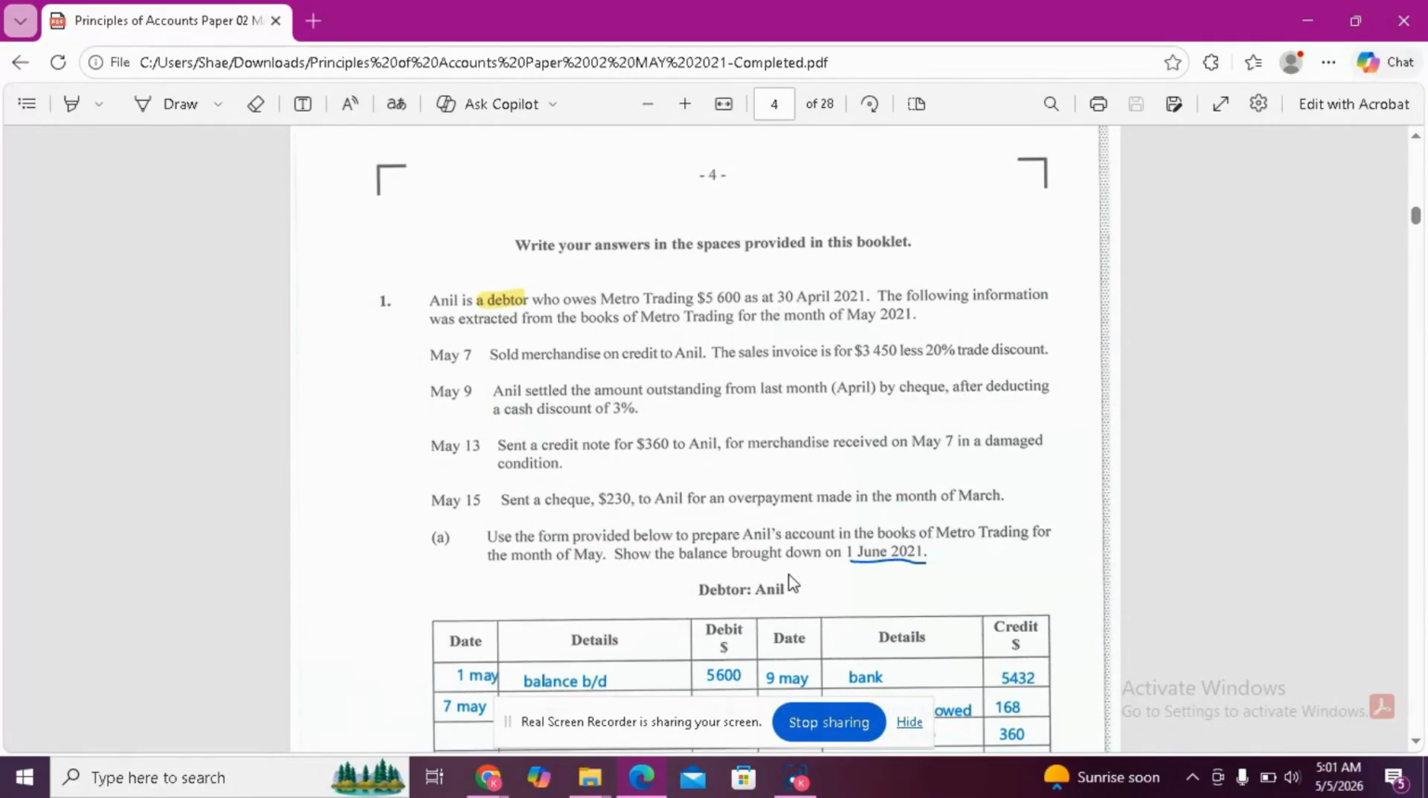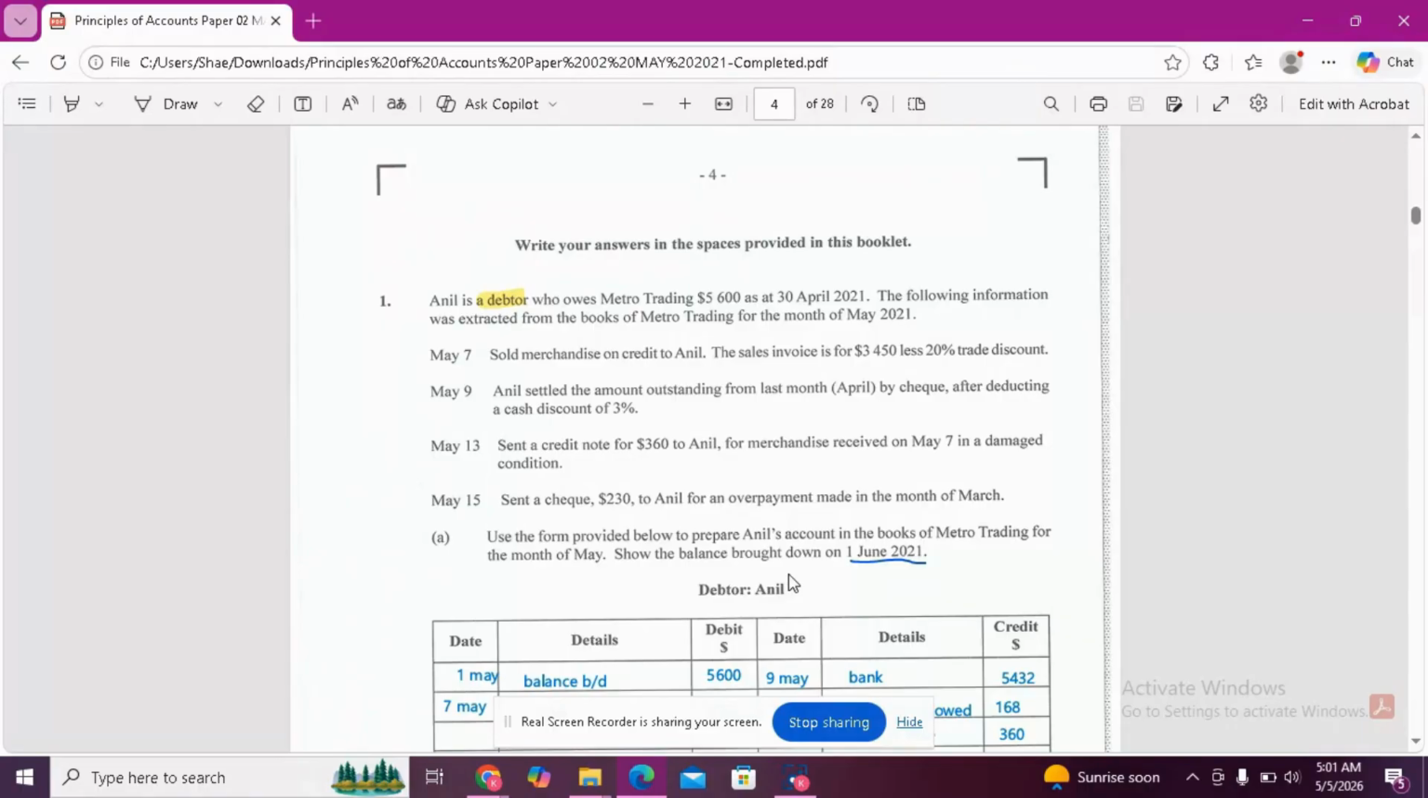It says Anil, a debtor who owes Metro Trading 5,600 as at the 30th of April 2021. The following information was extracted from the books of Metro Trading for the month of May 2021. And then they provided a list of transactions which they said that we should use the form provided below to prepare Anil's account in the books of Metro Trading for the month of May. Show the balance brought down on the 1st of June 2021.